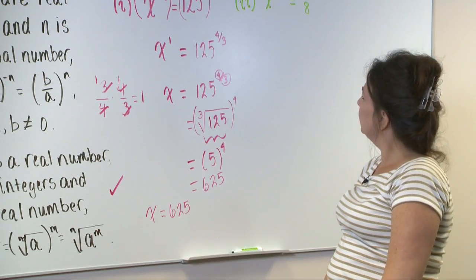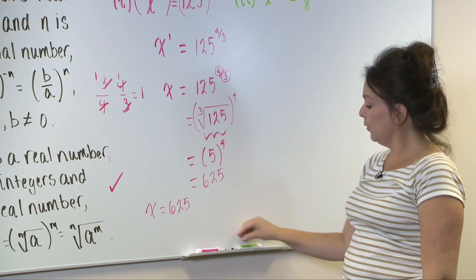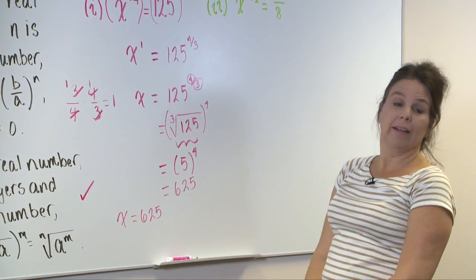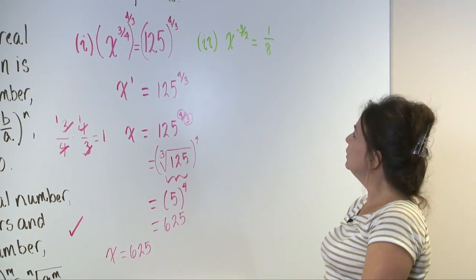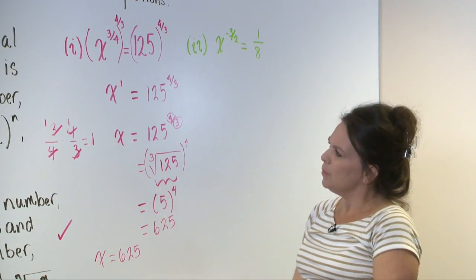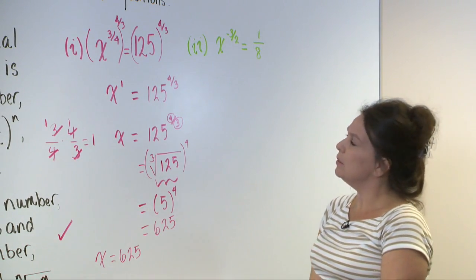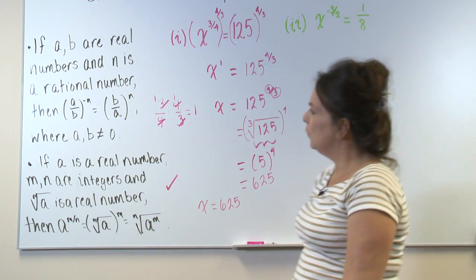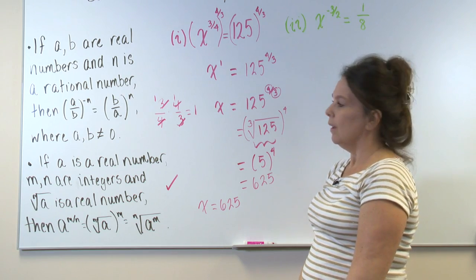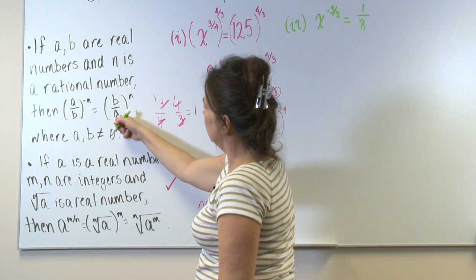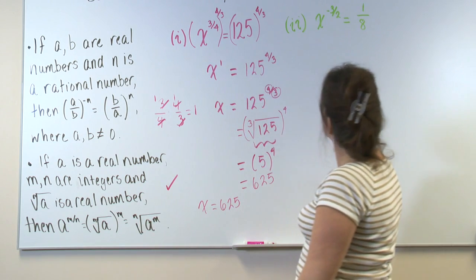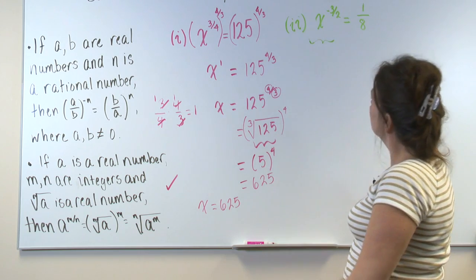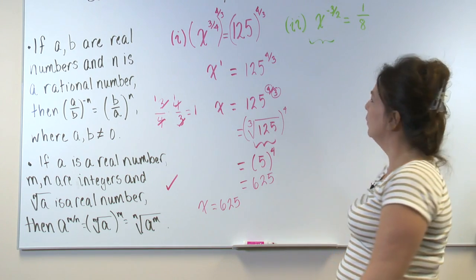I'm going to come over here and solve the second equation that I wrote, which is x raised to the -3/2 is equal to 1/8. I'm going to use this idea. If we have a and b as real numbers, and I have a fraction, a over b, raised to a negative exponent, I can take the reciprocal of the fraction and raise it to a positive exponent. I want to apply that idea here, where x is raised to a negative exponent.